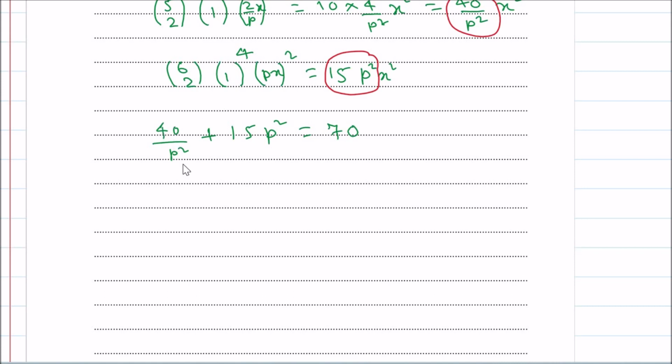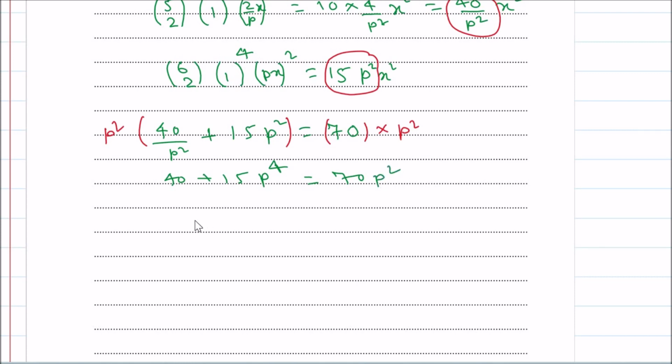So let us simplify this first. We have p square in the denominator. So we need to multiply both sides by p square, so that the p square in the denominator will be cancelled out. So now let us multiply. So we get 40 plus 15 p to the power 4 is equal to 70 p square.